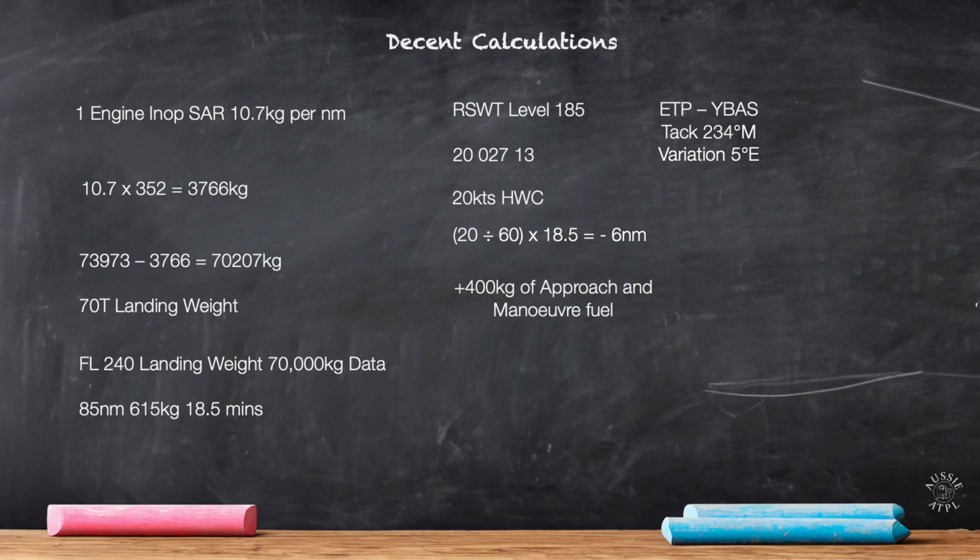Make sure you always add on the extra 400 kilos for approach and maneuver, unless it specifically states a straight in approach, then you don't need to add the additional 400 kilos, and that'll give us a final descent of 79 nautical miles, burning 1015 kilos in 18.5 minutes.